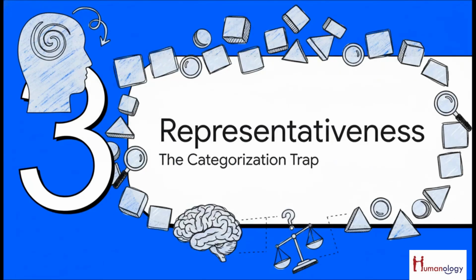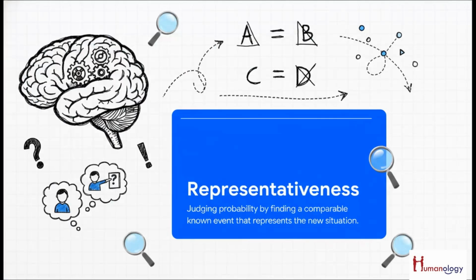Section 3, the representativeness heuristic, also known as the categorization trap. Okay, so the representativeness heuristic. This is when we judge the probability of an event by finding a comparable known event and assuming it perfectly represents the new situation. Look, humans are basically pattern matching machines. When we face a new risk, we instantly try to match it to a category we already know. But assuming one thing perfectly represents another, that fundamentally skews our individual risk attitude.